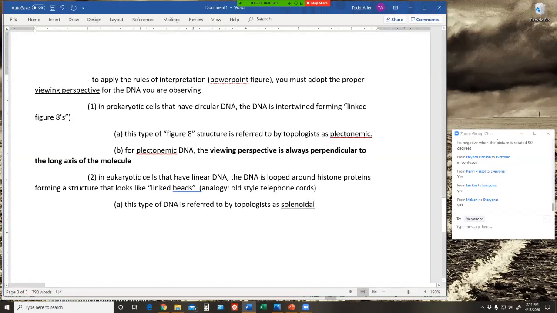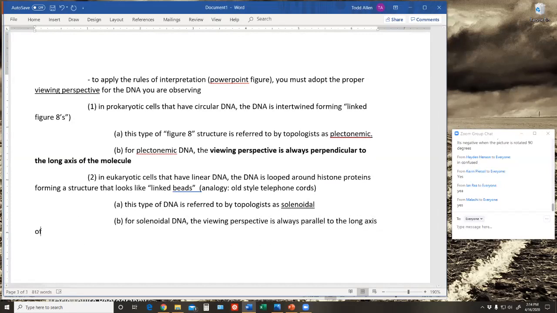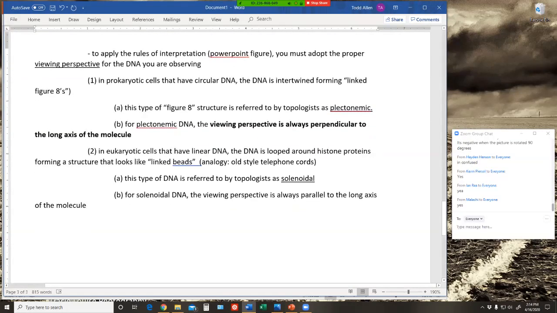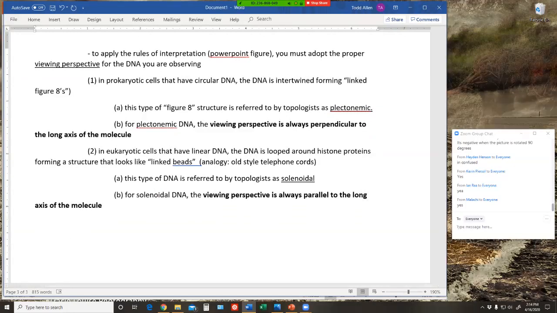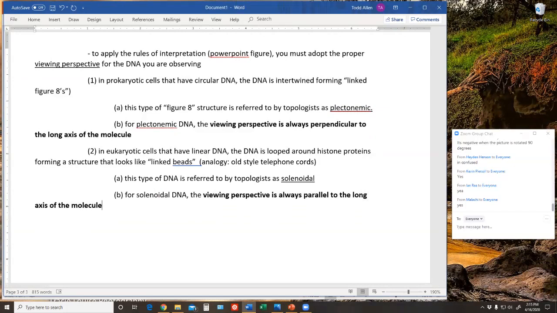You'll be getting all these notes through the email this afternoon. For solenoidal DNA, the viewing perspective is always parallel to the long axis of the molecule. So you can see how that would be different. For solenoidal DNA, the viewing perspective is always parallel, not perpendicular, parallel to the long axis of the molecule. We're doing pretty good here, gang, with time considerations. Any questions at this moment?